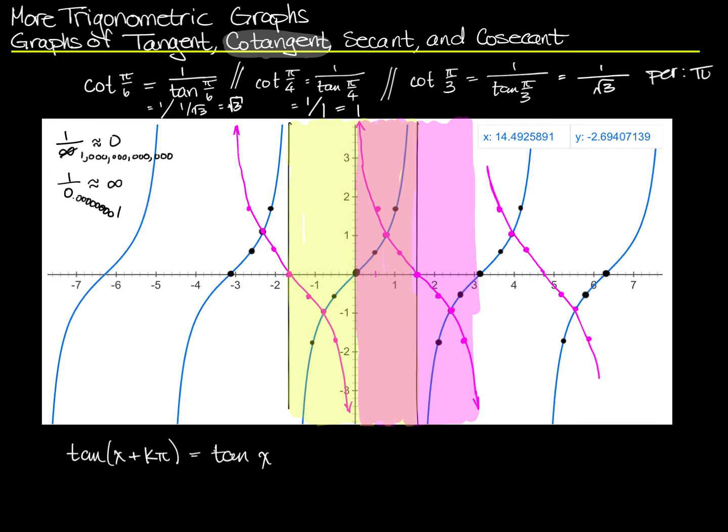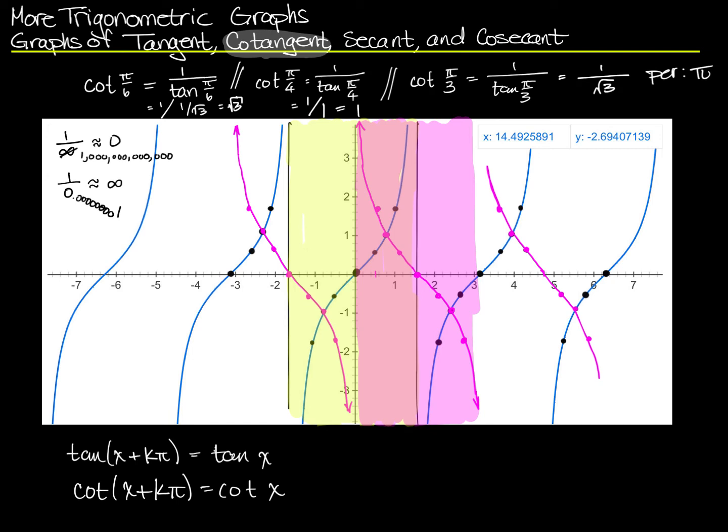And the same is true of cotangent. I won't illustrate that because you can do that yourself. Take any multiple of pi and add it to your angle. You'll get the same cotangent value as you would for the original angle.